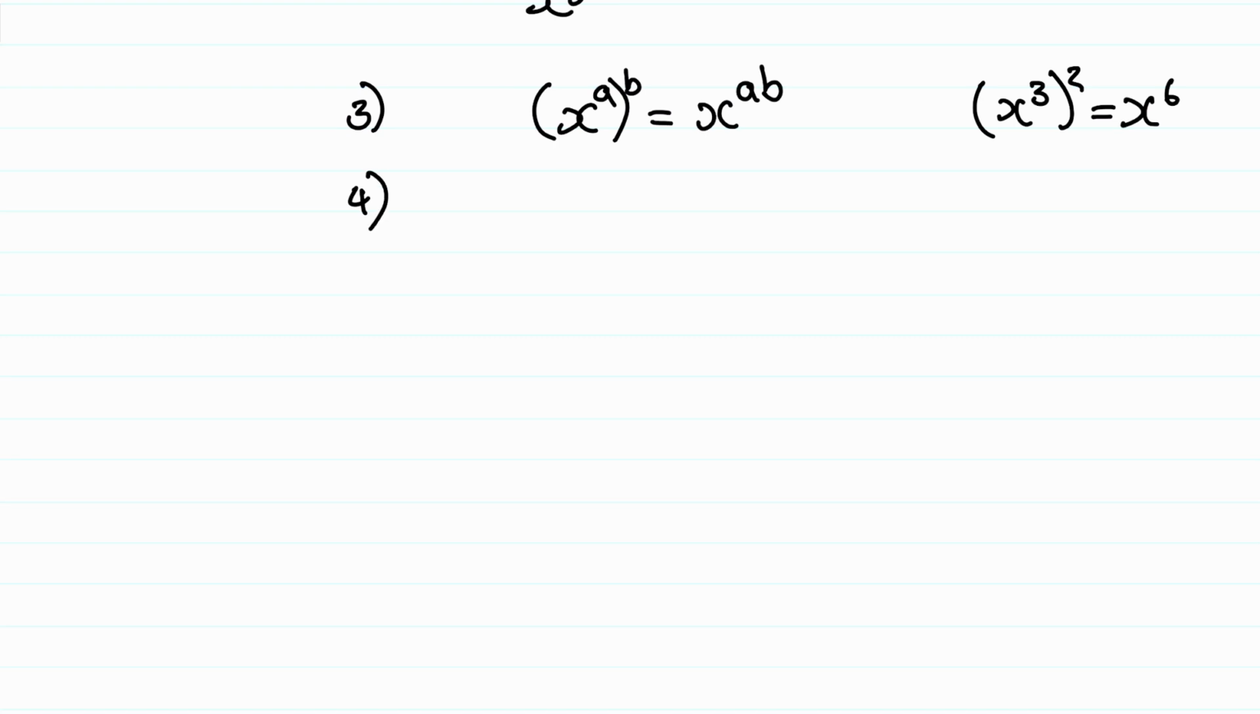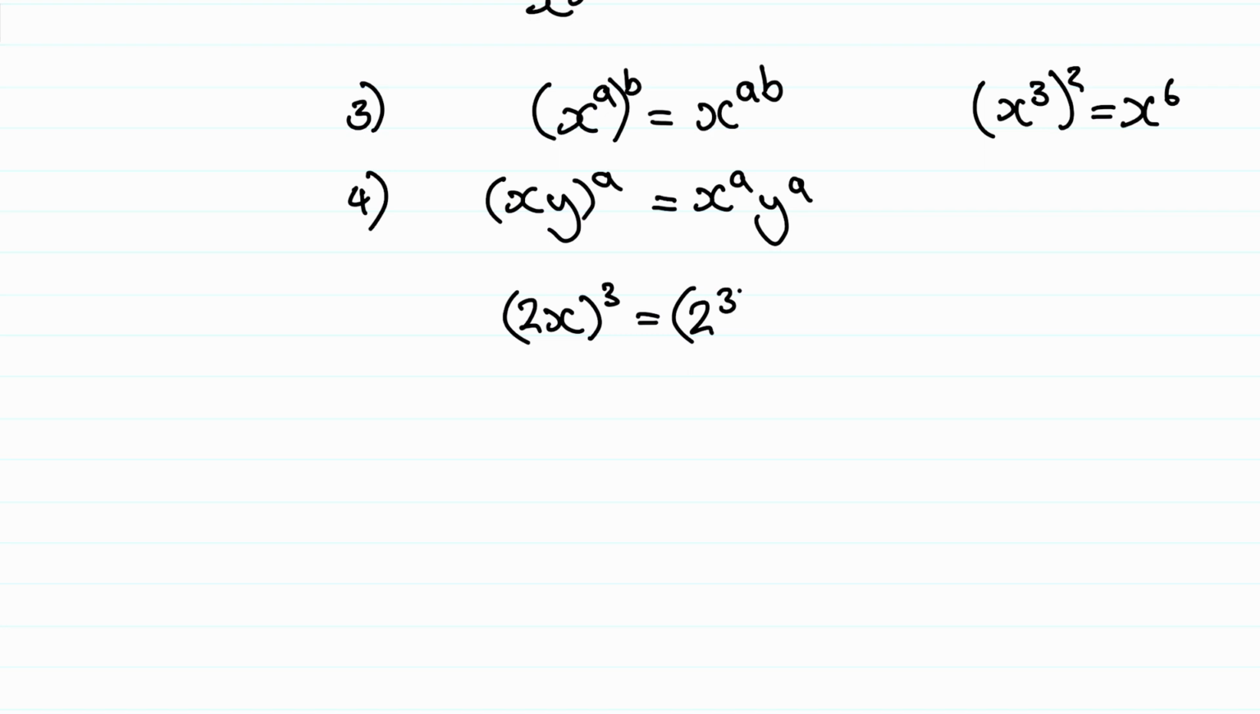And then the final thing is where we have two different numbers or variables like x, y, for example, where these two are multiplied together inside the bracket, all raised to a single power. And in this case, we raise each of the terms multiplied inside the bracket to that power, so we'd get x to the a, y to the a. And the same also applies if you have some kind of constant. So if you had 2x all cubed, we'd do 2 cubed multiplied by x cubed, which of course is going to be 8x cubed.